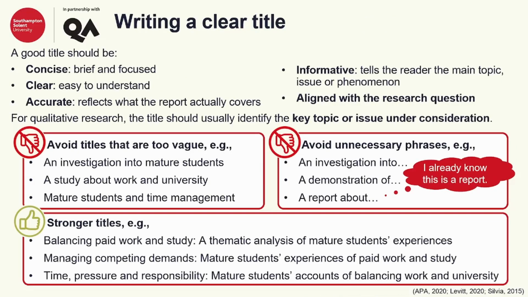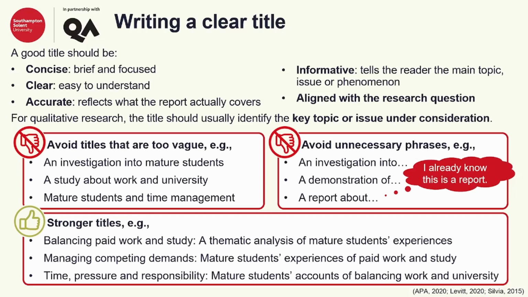A good research title should be concise, clear, accurate, informative, and aligned with the research question. Being concise means that the title should be brief and focused. It should not include words that do not add useful information. However, concise does not mean vague. A good title should be short but informative. It should include enough details to clearly identify what the research investigates without using unnecessary words.